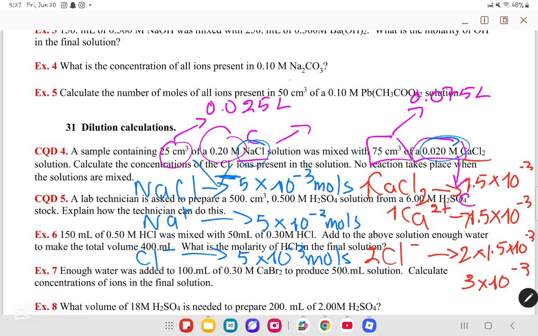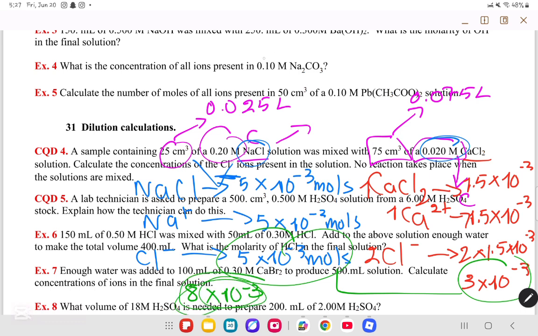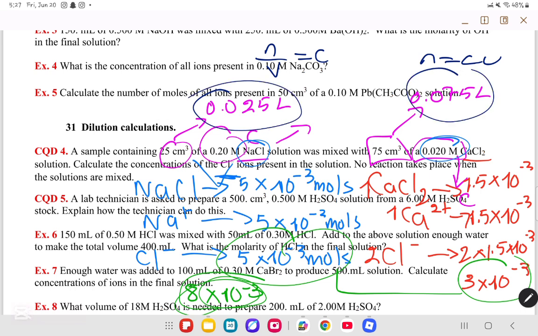Now that you have the number of moles of the Cl ions in general, you're going to add them together. So it's going to be 5 times 10 to the power of minus 3 plus 3 times 10 to the power of minus 3. So it's 8 times 10 to the power of minus 3. Now you have the total number of moles of Cl. What's the equation? N equals CV. So we need to find the concentration of Cl. Since we have the total number of moles and we need to find the concentration, we're going to do N over V is equal to C. What is V? V is the total volume, which is this plus this. So 0.025 plus 0.075, which is 0.1 liters.